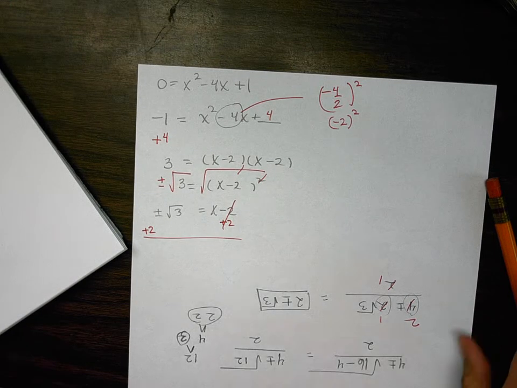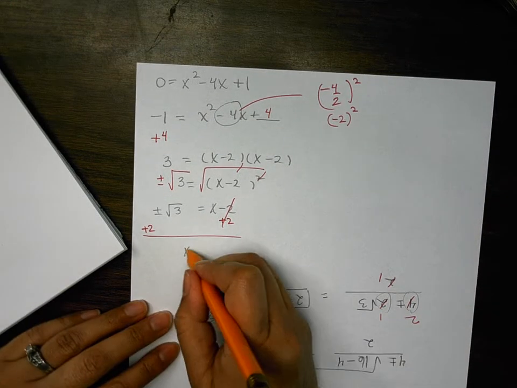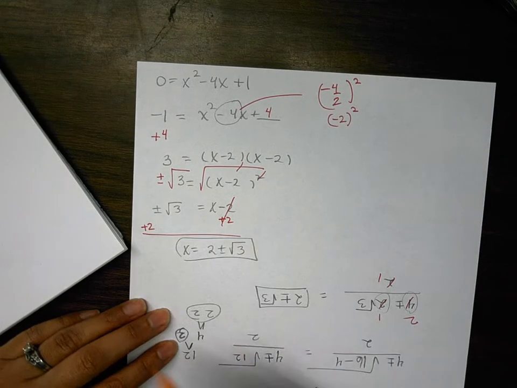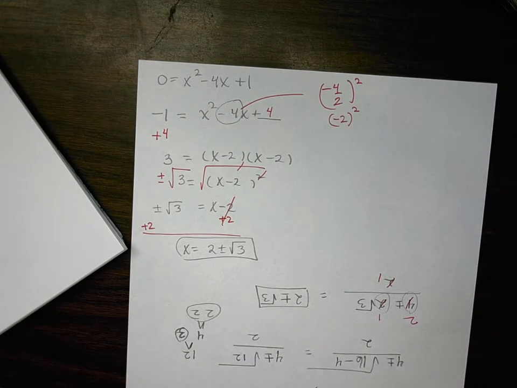And what does that give me? X equals positive 2 plus or minus root 3. Same answer? Anyone have a preference? First method, second method? Second?